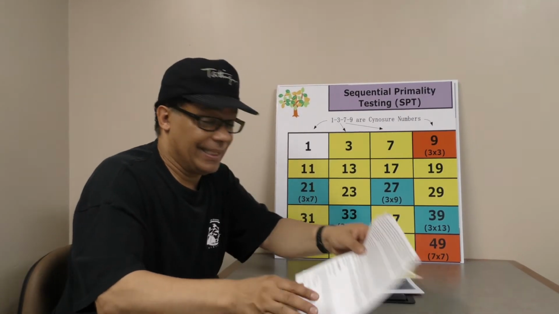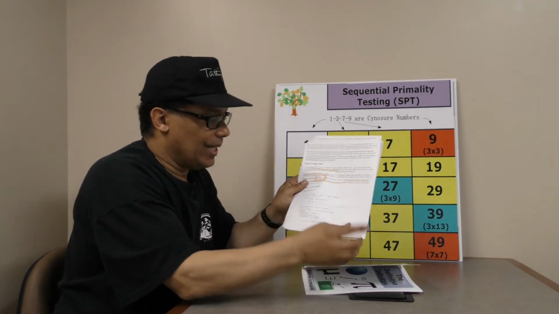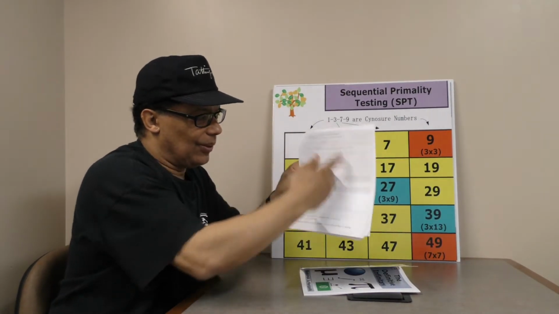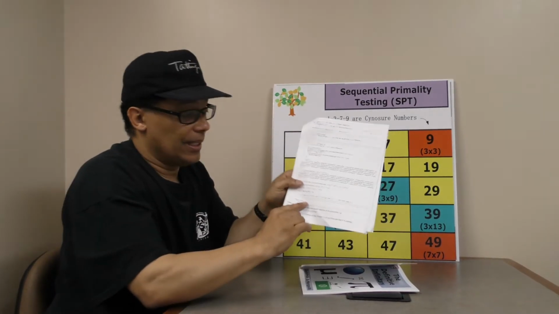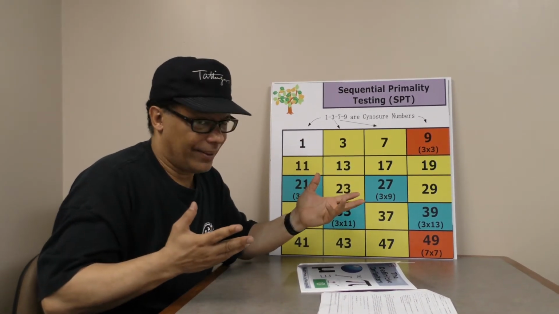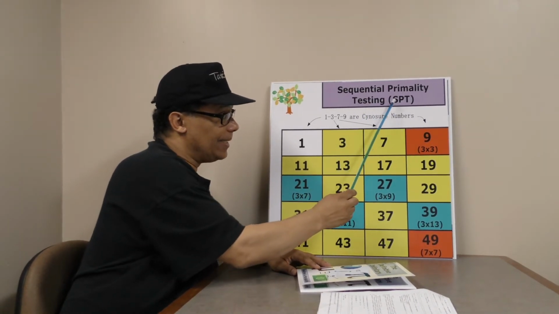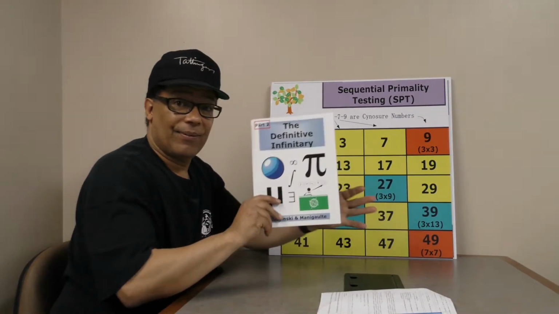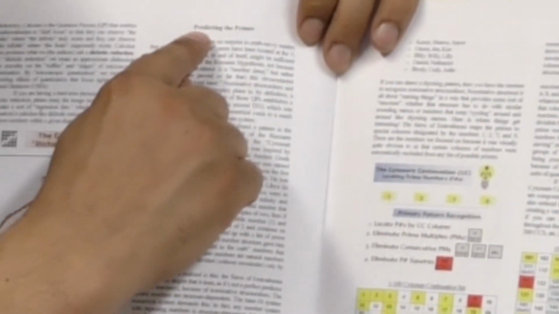If you wanted to use the AKS test to determine if 31 is a prime number or not, you'd have to go through all of this here, and you would see that the output is prime. 31 must be prime, and it's kind of a must be probabilistically, at least it appears to us that way. The sequential primality testing, the SPT testing, is derived from the definitive infinitary. On page 26, we begin with predicting the primes.